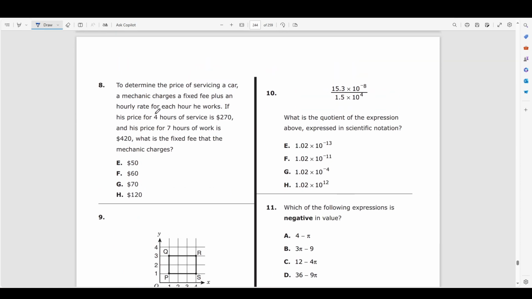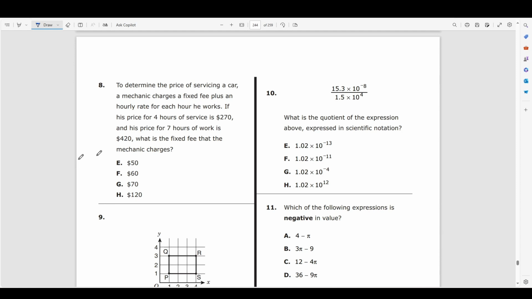So moving on to number 8, it says to determine the price of servicing a car, a mechanic charges a fixed fee plus an hourly rate for each hour he works. If his price for 4 hours of service is $270 and his price for 7 hours of work is $420, what is the fixed fee that the mechanic charges, right?